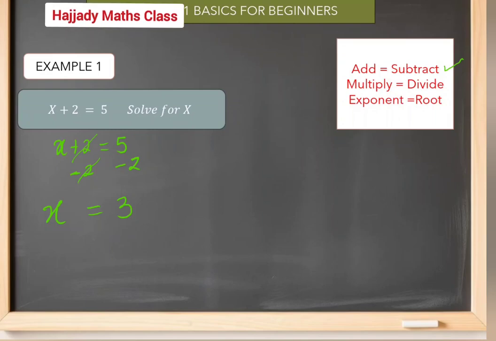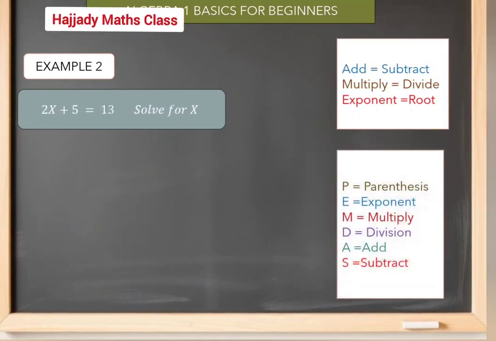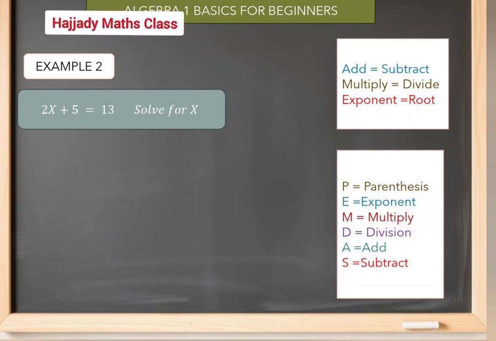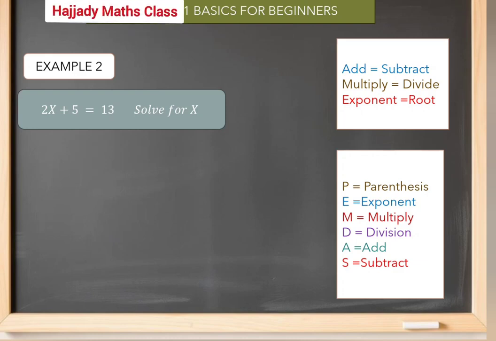Now let's proceed to example 2. In example 2, we have 2x plus 5 equals 13. We have two operators. Here, we have the addition sign, which is plus 5. And secondly, we have the multiplication sign, which is between 2 and x. So, we are going to solve this question addressing these two operators.